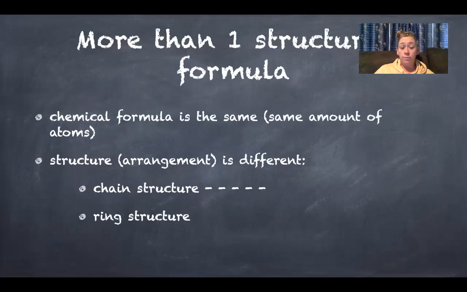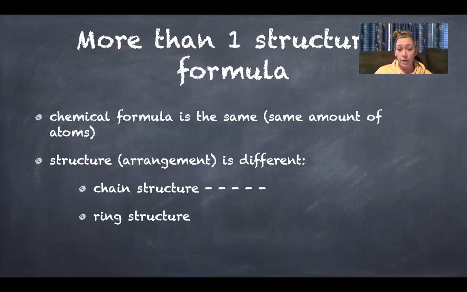Okay, so here's the fun part, because they can't make it easy. Science is fun, but that doesn't mean it's easy. So there's more than one structural formula, more than one structure, right? You could build a house lots of different ways, but it's still called a house. A chemical formula is the same. A house is a house is a house, right?